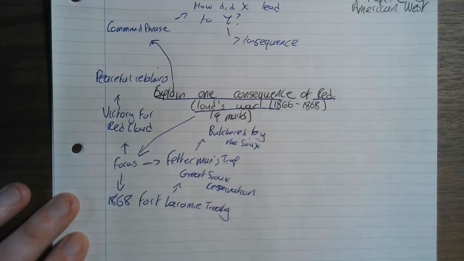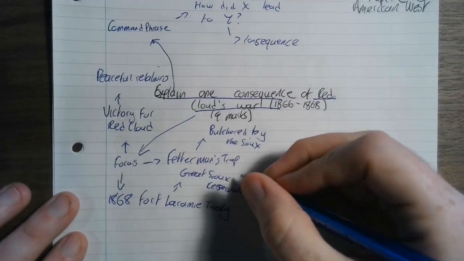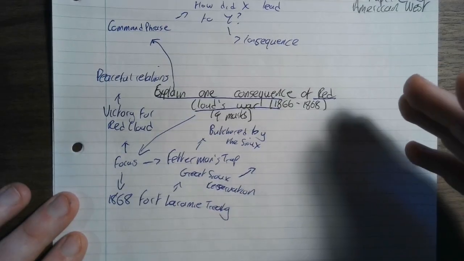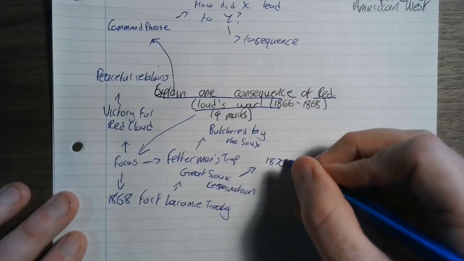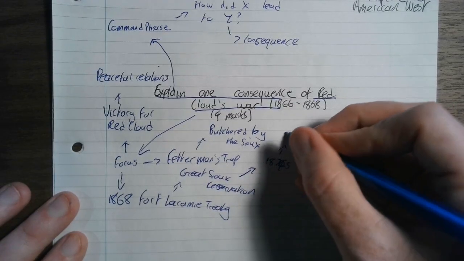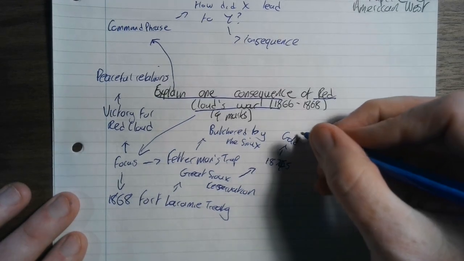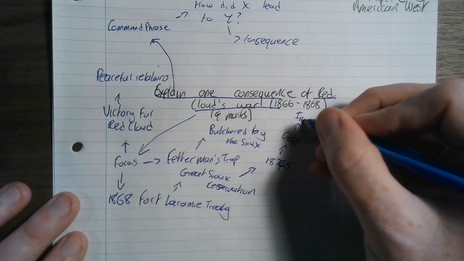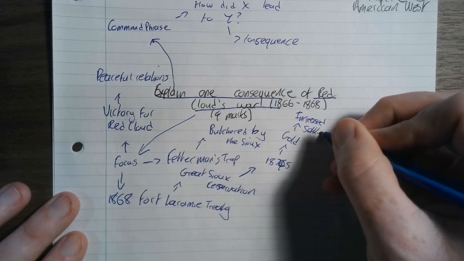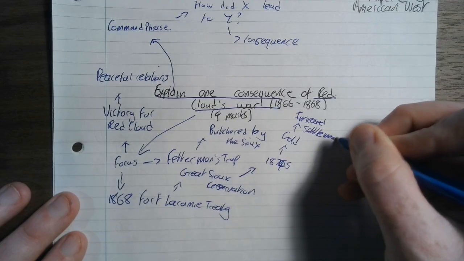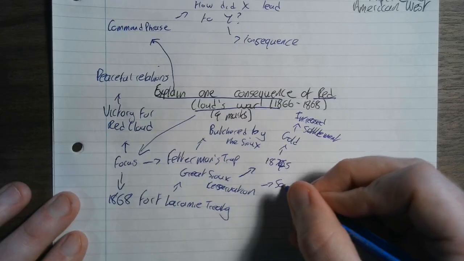However, what this did, and this is where our consequence comes in, is create land explicitly for the Sioux. However, in the 1870s, I think it's 1874 to be precise, gold is discovered. So what do we expect is going to happen? Well, loads. That's going to lead to increased settlement. And where is it going to lead to increased settlement? On the Great Sioux Reservation.